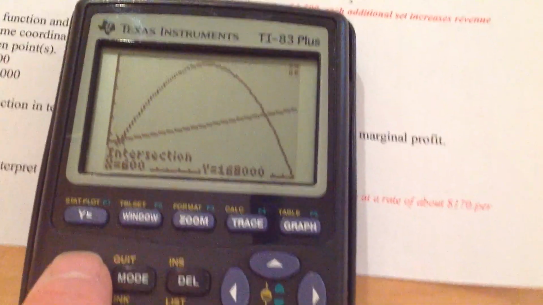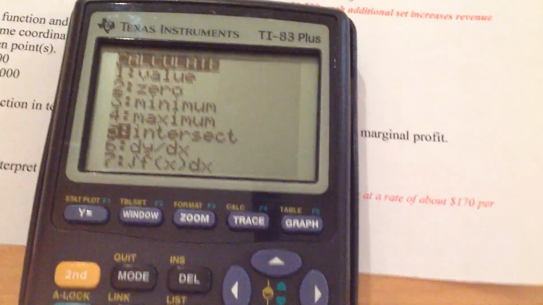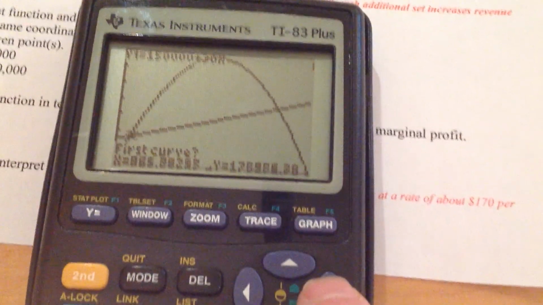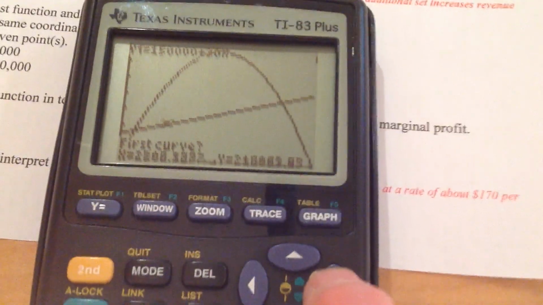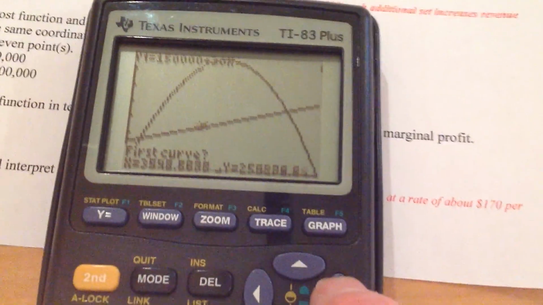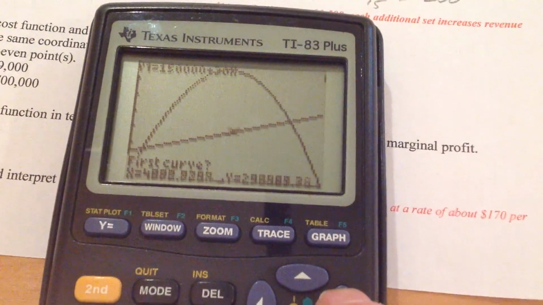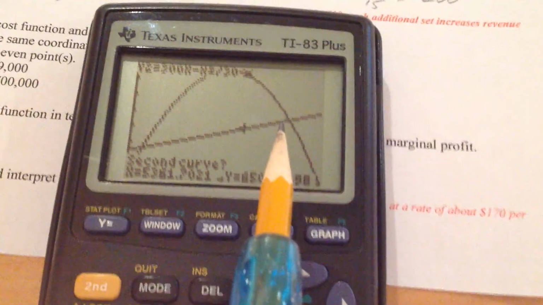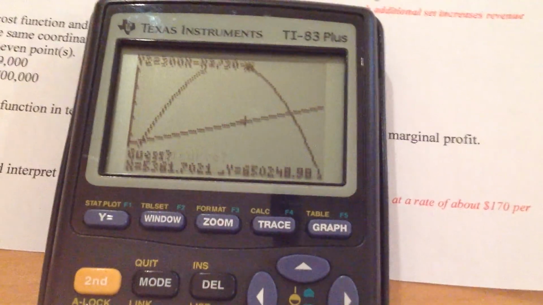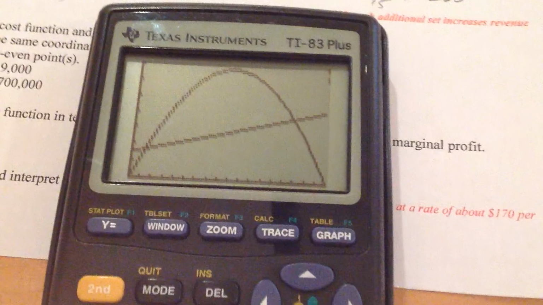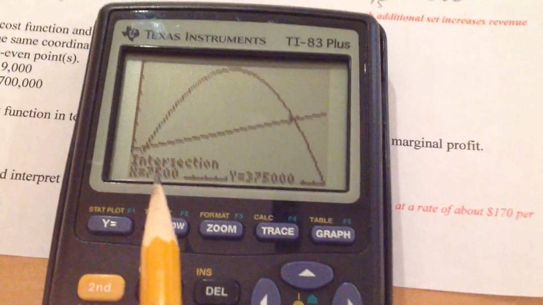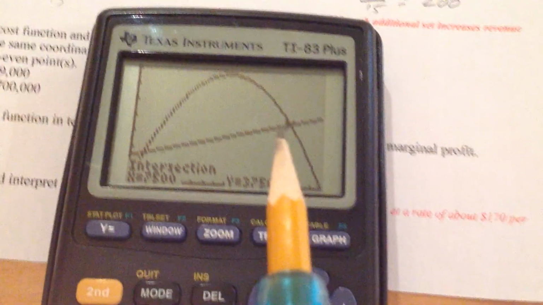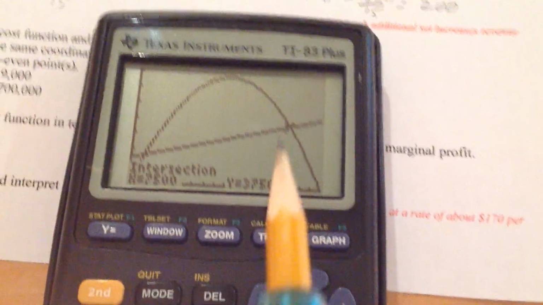Now we're going to do that again, second calculate intersect, but now we're going to find the point of intersection over here. Even though it says first curve, I need to move my little blinking cursor closer to that point of intersection than the first point of intersection. I'm now over halfway there, so I say, yep, there's the first curve. Second curve automatically drops me in the right half, so I'm pretty close, so I don't guess. You can just enter through guess, and there's my second point of intersection. So at 1,500 TVs, I would be expecting to make either a revenue or cost of $375,000.